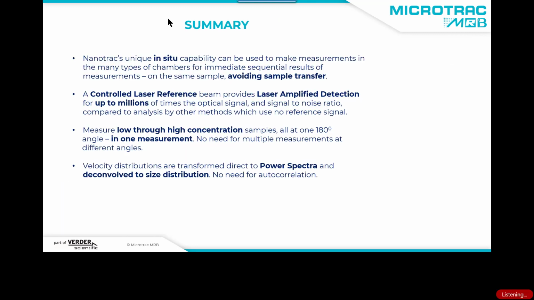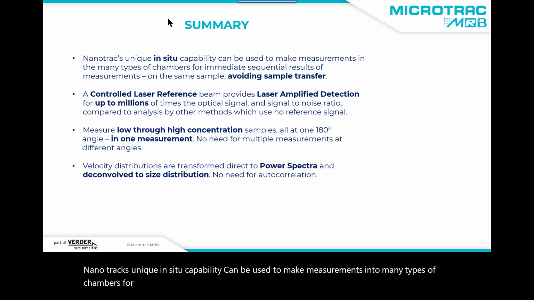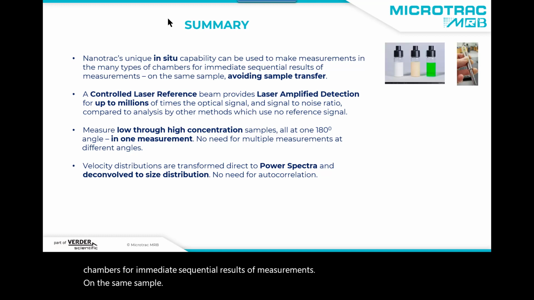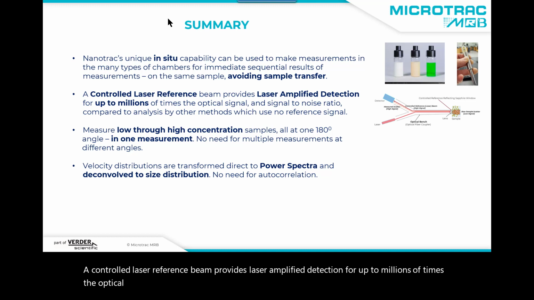In summary, NanoTrack's unique in situ capability can be used to make measurements in the many types of chambers for immediate sequential results of measurements on the same sample, avoiding sample transfer. A controlled laser reference beam provides laser amplified detection for up to millions of times the optical signal and signal-to-noise ratio compared to analysis by other methods which use no reference signal.